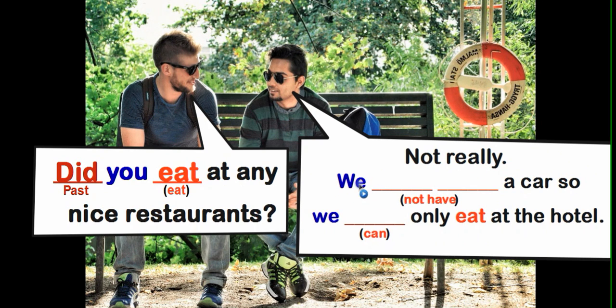Not really. We didn't have a car, so we could only eat at the hotel. Remember, in the negative form of the past tense, we use the negative auxiliary in the past and the base form of the verb. Repeat. Not really. We didn't have a car, so we could only eat at the hotel.